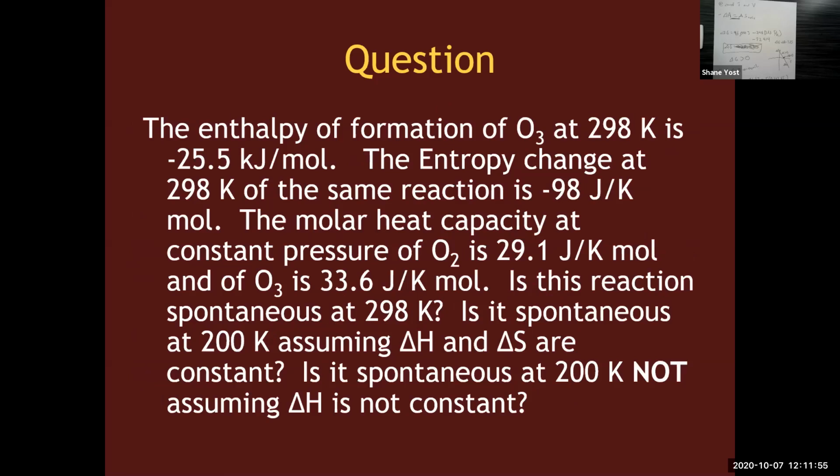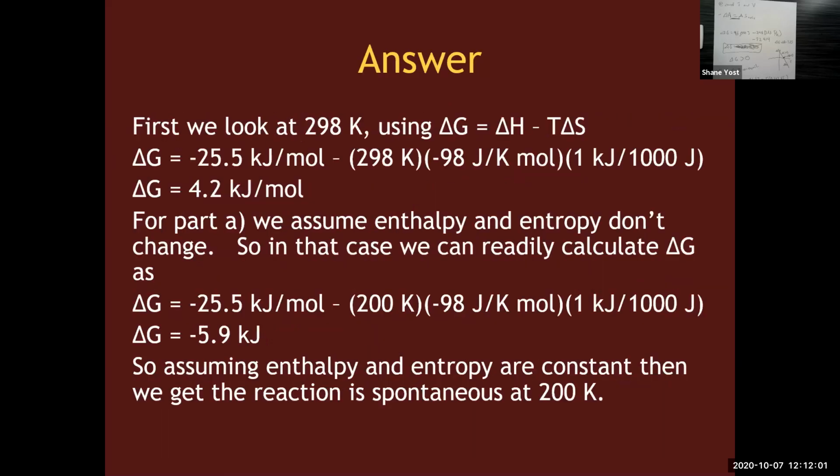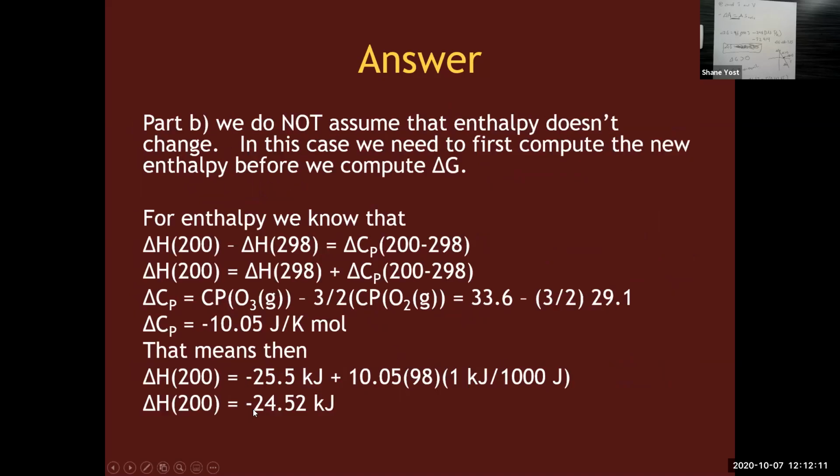And so under those constant temperature and pressure conditions, I can use Gibbs free energy to tell me about spontaneity. I just need to calculate delta G, which is delta H minus T delta S, and we're given delta H and delta S in the problem. In the second part, I am assuming that the enthalpy is not constant with that change in temperature.